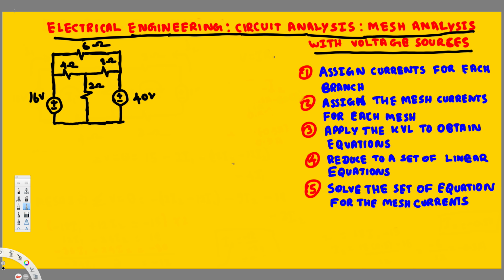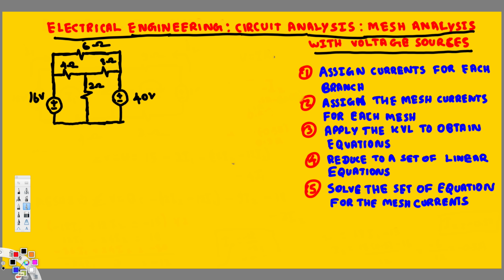Let's try this problem right here. What we are going to do is find the unknown mesh currents and unknown branch currents using the mesh analysis method. In order to do mesh analysis, we have to follow all these steps. The first step is to assign currents for each branch.